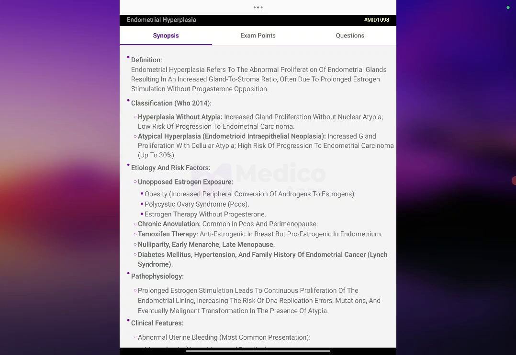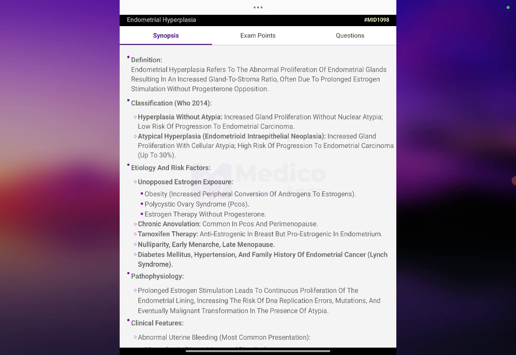Etiology and risk factors: unopposed estrogen exposure. Obesity, increased peripheral conversion of androgen to estrogen, polycystic ovary syndrome, estrogen therapy without progesterone. Chronic anovulation, common in PCOS and perimenopause, tamoxifen therapy, anti-estrogenic in breast but pro-estrogenic in the endometrium, nulliparity, early menarche, late menopause. Diabetes mellitus, hypertension, and family history of endometrial cancer.